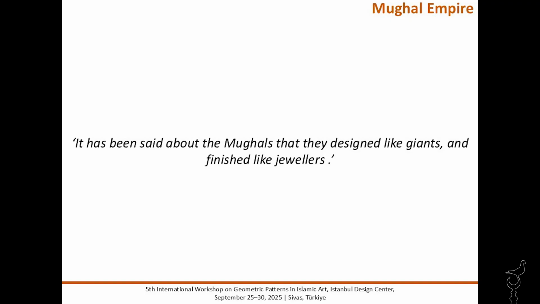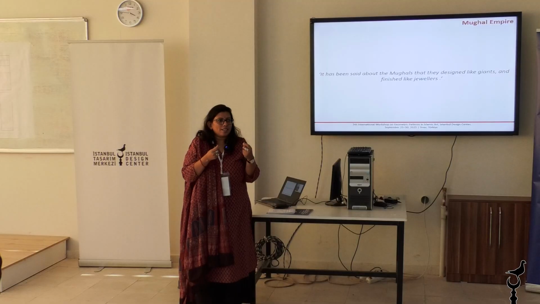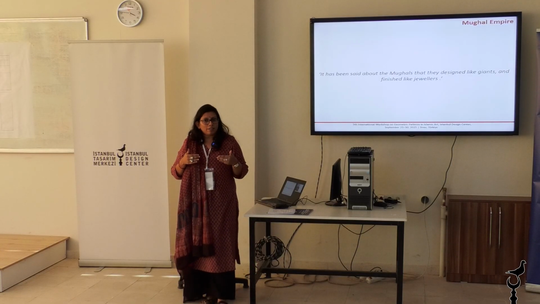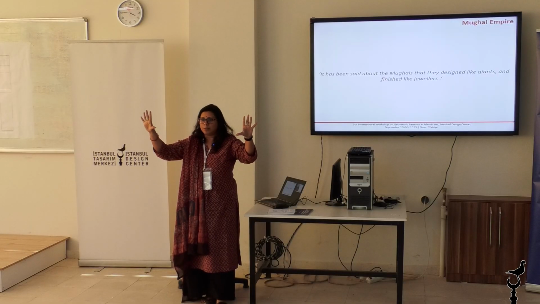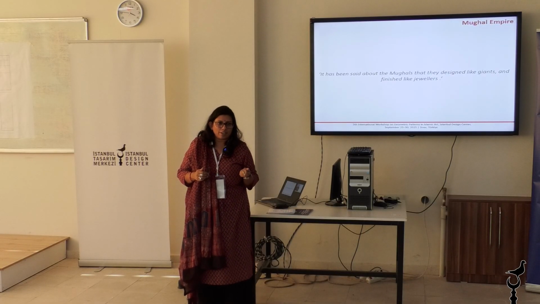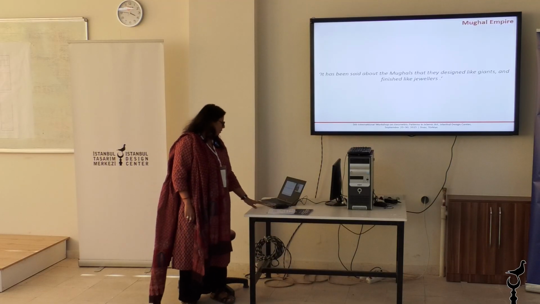Which means that whenever you see a Mughal architecture, it's huge. They're very big, and from far you will not notice the details which they have. Once you come closer, you will realize how beautiful those details are, especially Taj Mahal. From far, if you notice, you will just see white marble. But when you go closer, you will see the inlay work which they have done. So this is what it means that they design like giants, but they finish like jewelers.